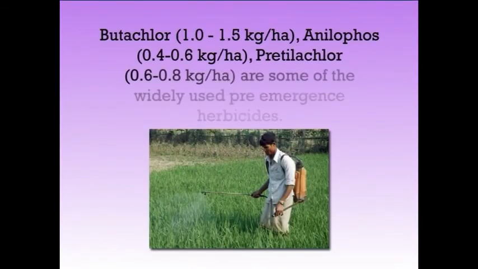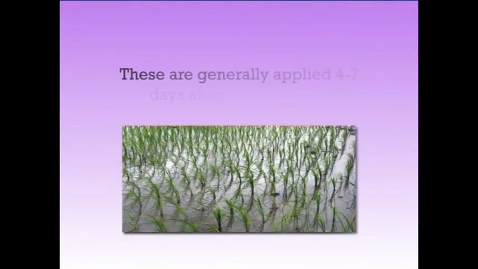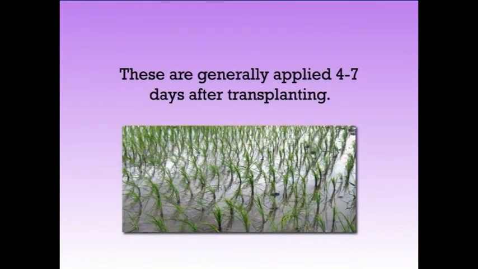Butachlor at the rate of 1 to 1.5 kg per hectare, Anilophos at the rate of 0.4 to 0.6 kg per hectare, Pretilachlor at the rate of 0.6 to 0.8 kg per hectare are some of the widely used pre-emergence herbicides. These are generally applied 4 to 7 days after transplanting.